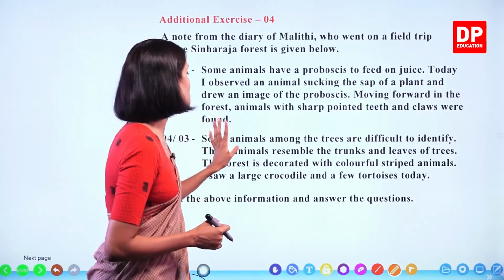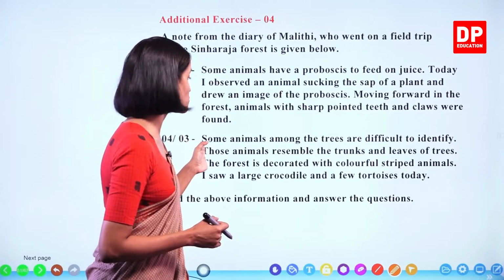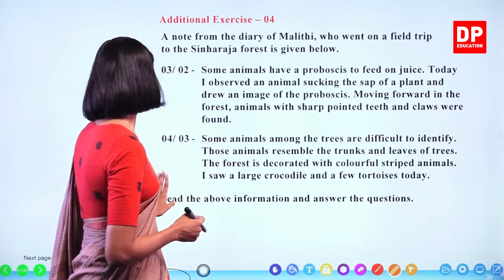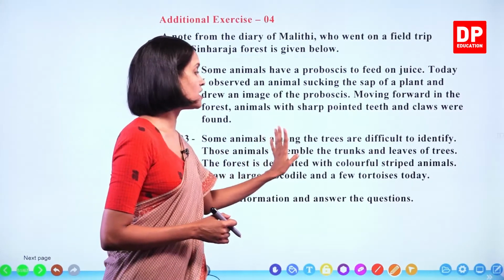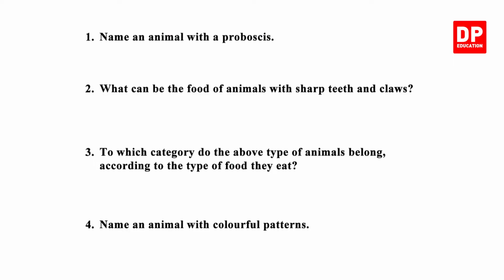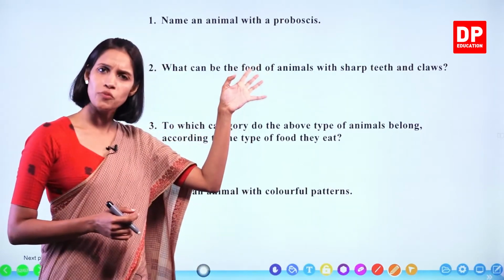The forest is decorated with colorful striped animals. I saw a large crocodile and a few tortoises today, right? Read the above information and answer the questions. We'll go to the questions. Right. Name an animal with a proboscis. What is the proboscis, children?